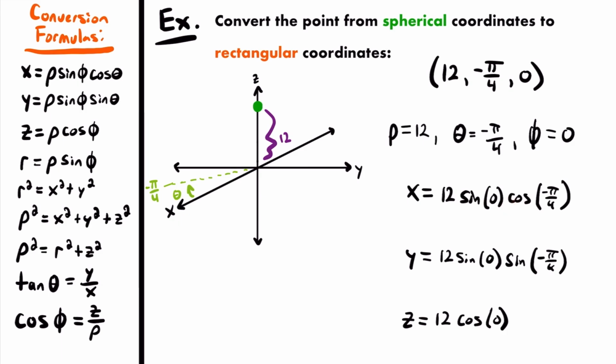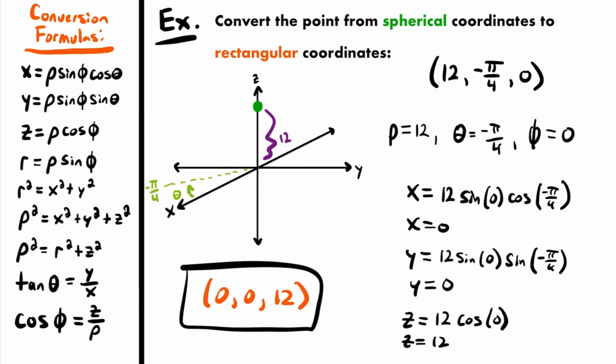So we're multiplying everything in these two expressions by 0, which just produces 0. So x equals 0 and y equals 0. And then for z, cosine of 0 is 1. So we have 12 times 1, which means that z equals 12. So putting those three coordinates together, we get rectangular coordinates of 0, 0, 12, which is exactly what we expected based on our sketch of this coordinate point using spherical coordinates.